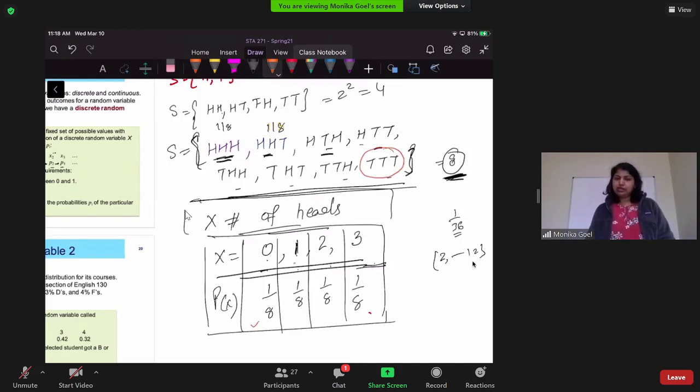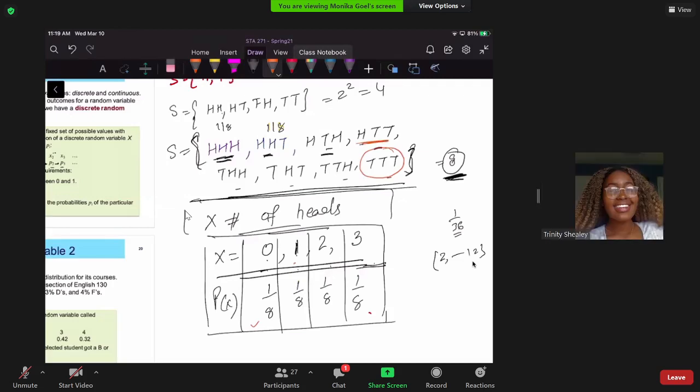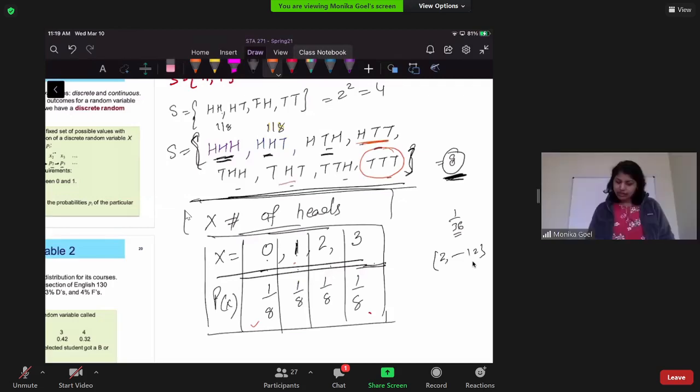1 head. So how many times am I getting 1 head in my sample space, in no particular order? I get 1 head here, here, and here. So this 1/8 is not correct. This should be 3/8. What about 2? How many times are we getting 2 heads? Here, here, and here. So this is again 3/8.